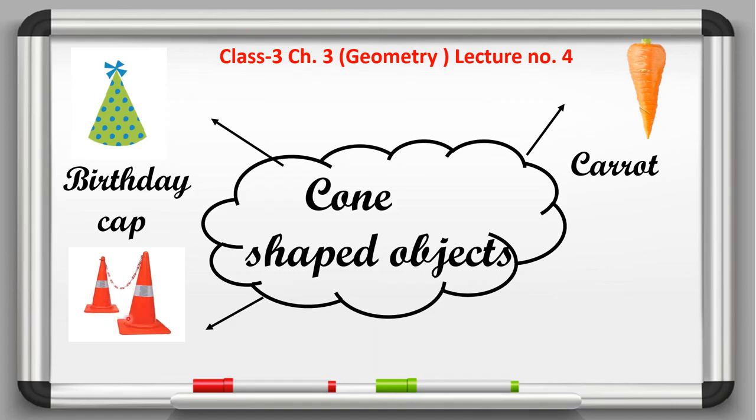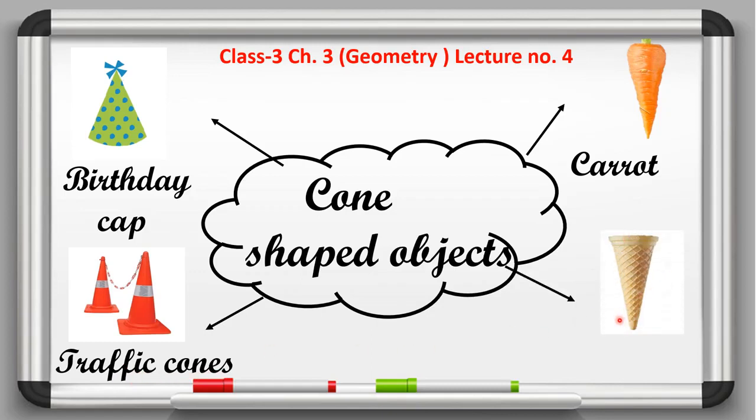Now, the next one, you can call these the traffic cones. Okay beta, where there is traffic, these cones are placed. So these are called traffic cones. Understood? T-R-A-F-F-I-C, traffic, C-O-N-E, cone, S, cones, traffic cones. And here the next one is the ice cream cone. So here we will write I-C-E, ice, C-R-E-A-M, cream, C-O-N-E, cone, ice cream cone.